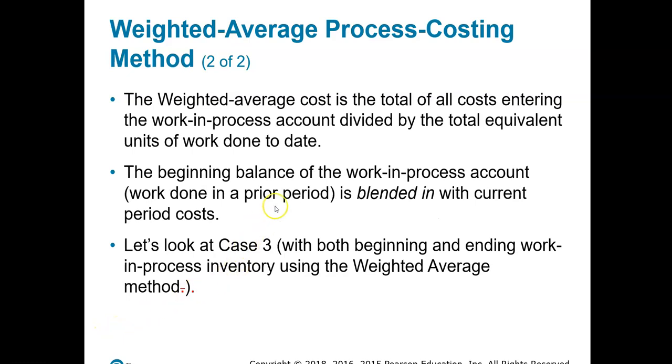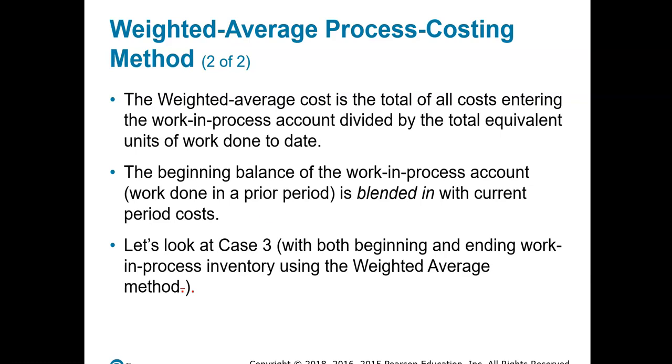So how do we get the weighted average cost? It is the total of all costs entering the work in process account divided by the total equivalent units of work done to date. The beginning balance of work in process, or prior period work, is blended in with current period costs. So let's say I have beginning inventory costs of 10,000 and current costs of 50,000. I get a total cost of 60,000 for the period, and then divide that by the equivalent units of work done in this period.